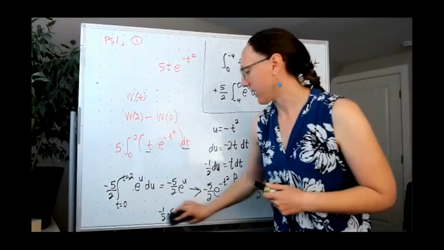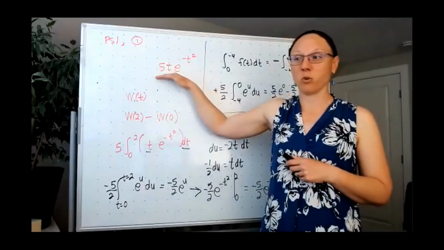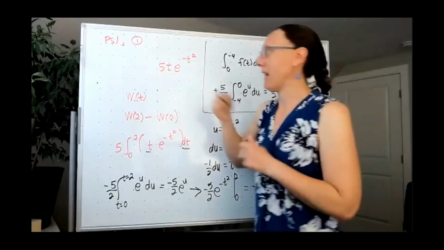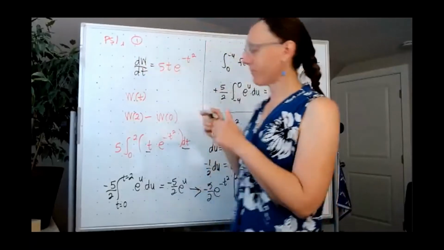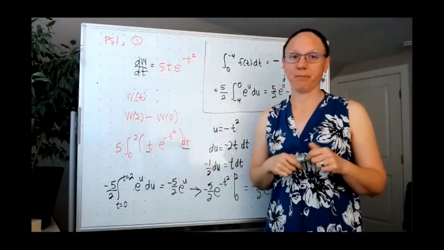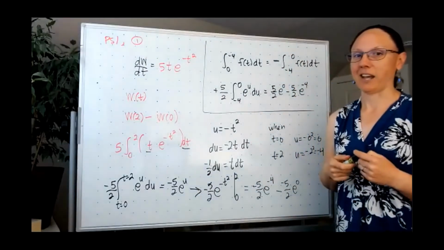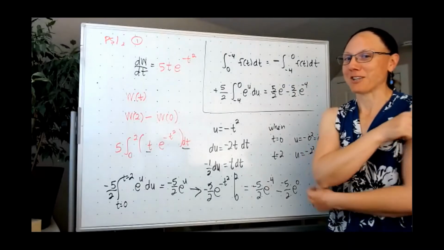And it seems like there's a lingering question about where the 5 came from. It's part of the original question. This is the original function that I gave us for dw dt. So that's where the 5 came from. It's just part of the problem. Okay. I think I've gotten through all the questions in there.